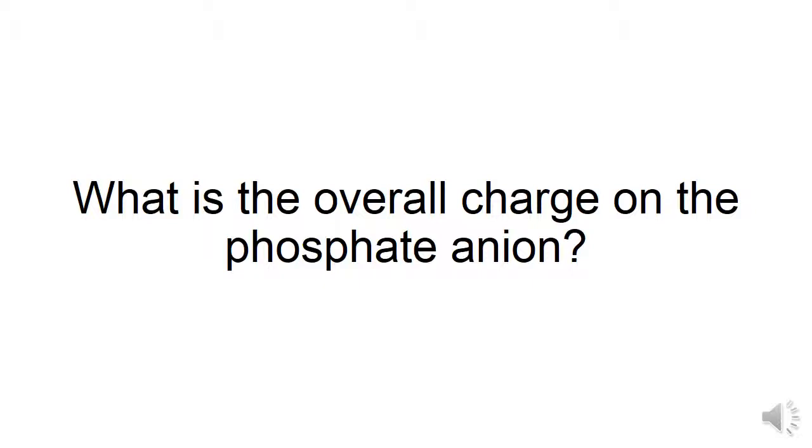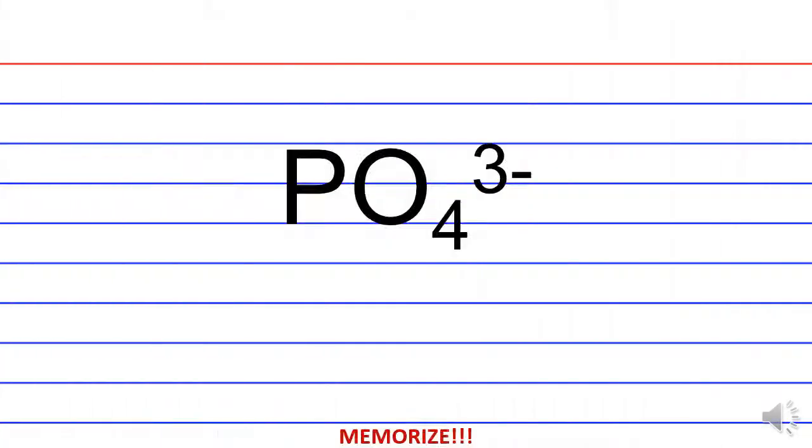What is the overall charge on the phosphate anion? So what's the charge on phosphate? That would be 3 negative. And notice that phosphate has 4 oxygens. And this is something that you ought to memorize as well.